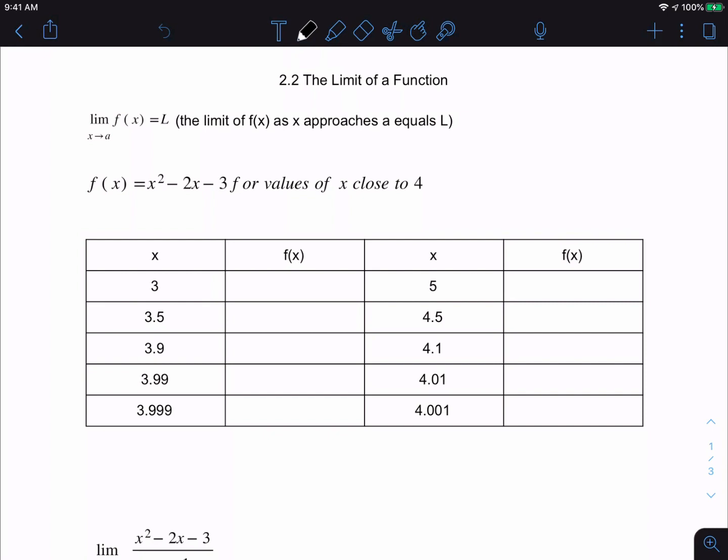So in this problem, I'm giving you a function, and I'm basically saying, hey, let's find values as x gets close to 4. So what I'm trying to lead to is the limit, right? And so as I get close to 4, using the function, if I plug in 3 into the function, I'm going to get 3 squared minus 2 times 3 minus 3. That's going to end up being 0, right?